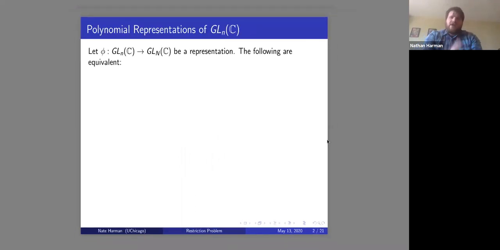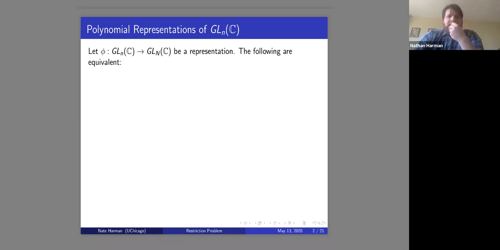So what am I talking about? Let me introduce some of the key players in this problem. I'm going to talk about representations of general linear groups and representations of symmetric groups. But specifically, I'm going to be talking about polynomial representations of GLN. And so what are those? What do I mean by that?